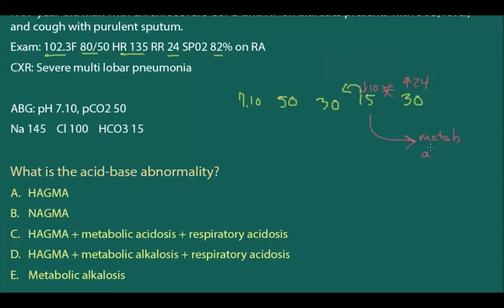So we have a respiratory acidosis. The PCO2 is much higher than expected PCO2. And we have a HAGMA and a metabolic alkalosis with this patient. We have a respiratory acidosis, we have a HAGMA, and we have a metabolic alkalosis.